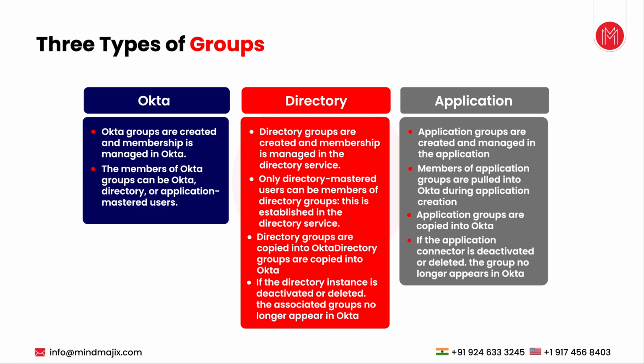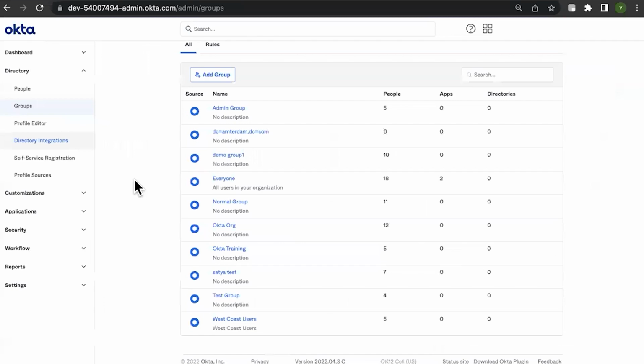Directory groups are copied into Okta. Same with application groups, they are also copied into Okta. And if a directory instance is deactivated or deleted, the associated group no longer remains active in Okta, or it doesn't appear in Okta. The same thing happens for the application as well. So that's what we have regarding people and groups here in Okta.